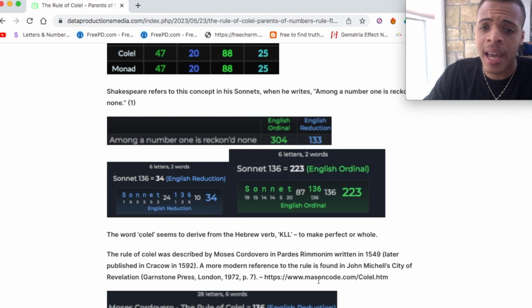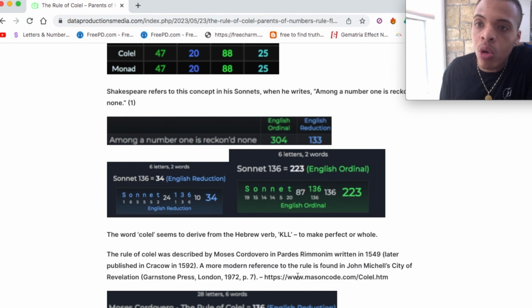You can find this at masoncode.com, Kolel. That's where I pulled it from. Simple, easy. I use it sometimes. Again, there's multiple ways to decode Gematria, but the rule of Kolel gives you a verified way for flexibility. When we're talking about these large numbers, you're not going to get exactly on all the time, and that's okay. All right, so that gives you a little bit of wiggle room.